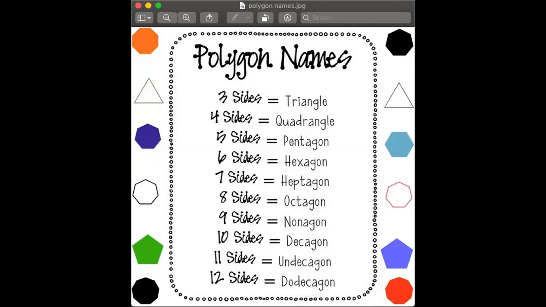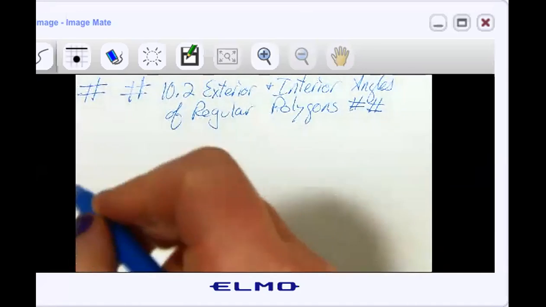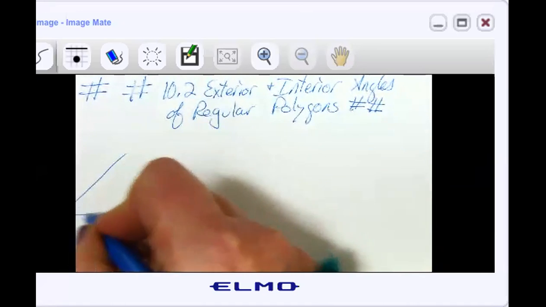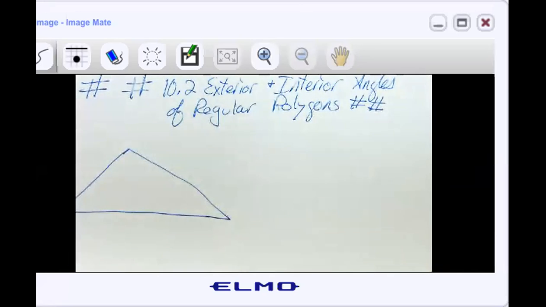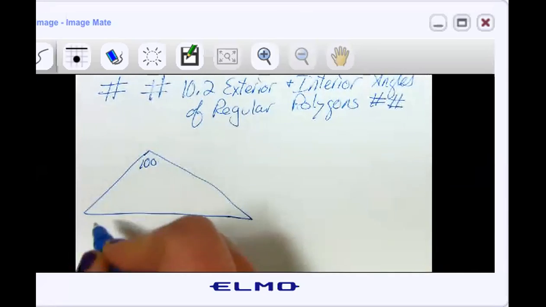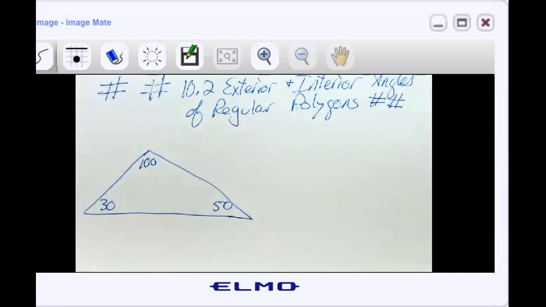And I am now going to switch over to my camera. Hopefully it's still going. Okay, perfect. All right, so here's what we're going to take a look at today. Let's just start with a triangle. A nice, easy shape, we know all about triangles. Let's say I had a triangle with angles as follows. Let's say this one's 100, this one's 30, and this one's 50. So obviously not drawn to scale.